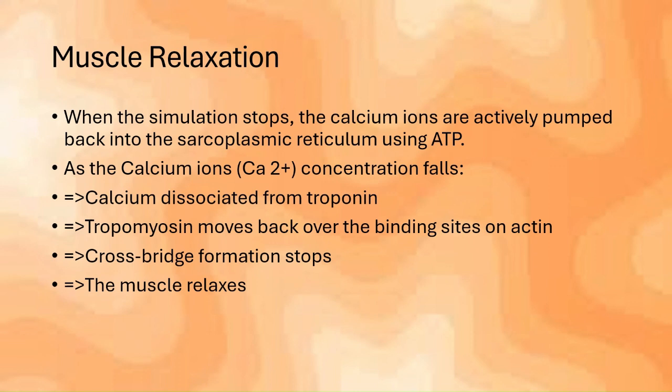So when the stimulation stops, the calcium ions are actively pumped back into the sarcoplasmic reticulum using ATP. So now basically the reverse is happening. As the calcium ion concentration falls, the calcium dissociates from troponin. Tropomyosin moves back over the binding sites on actin, the cross bridge formation stops, and the muscle relaxes.